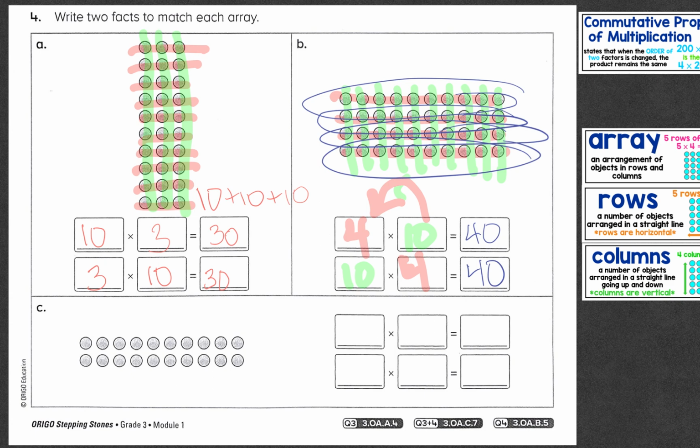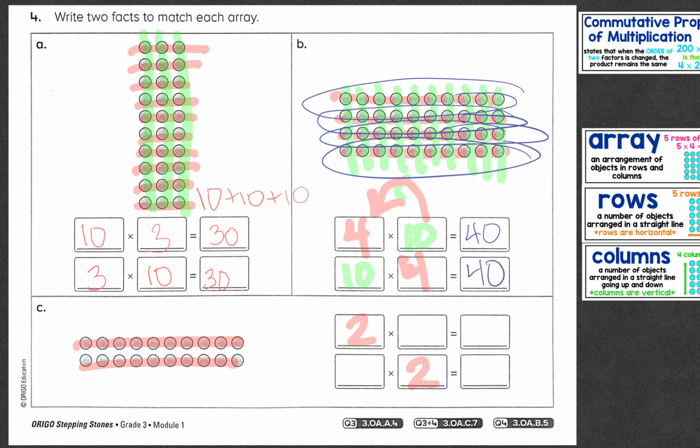For C, we see that we have 2 rows, 1, 2. So I know 2 is going to be one of my factors. And I'm going to go ahead and put this other 2 right here because I know it's a turnaround factor and we just kind of flip-flop those places. So I know 2 is one of my factors, so it can be placed into both equations.